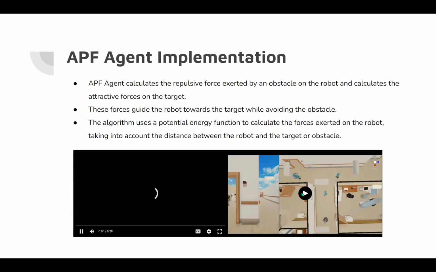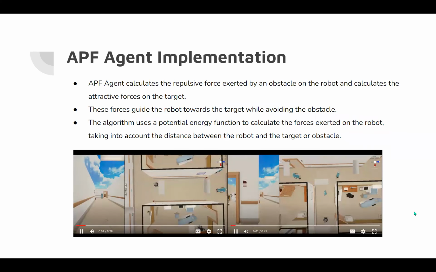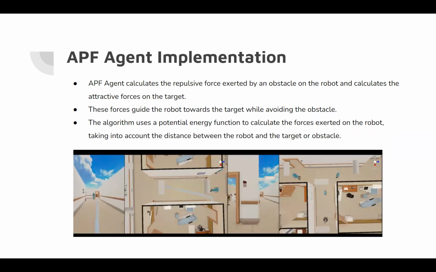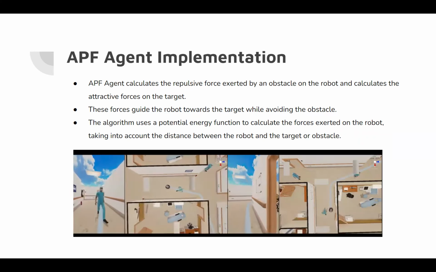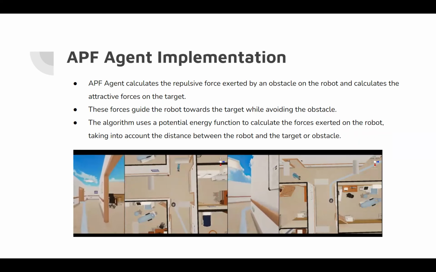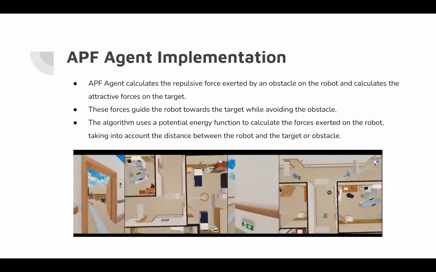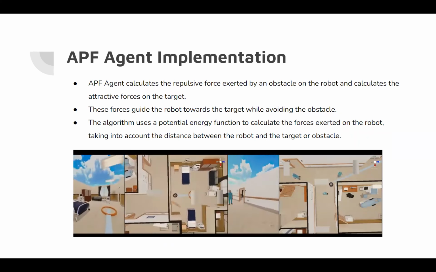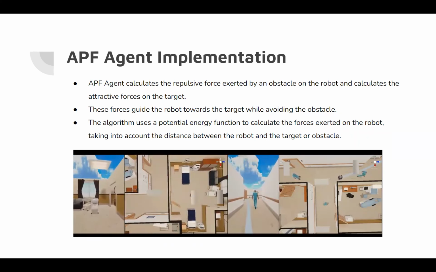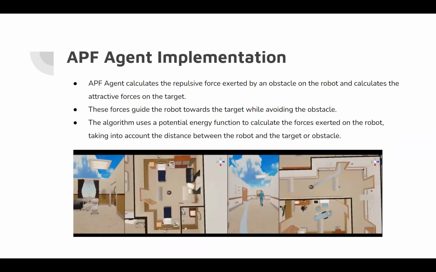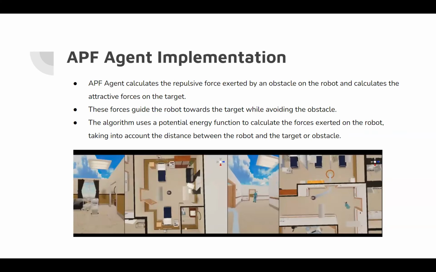APF implementation was relatively easy compared with other algorithms. The APF agent sends the desired velocity to the navigation script by calculating the repulsive and attractive forces. The attractive forces guide the robot towards the target, and the repulsive forces keep the robot away from obstacles. The algorithm uses potential field functions to calculate the forces exerted on the robot, taking into account the distance between the robot and the target or obstacle.